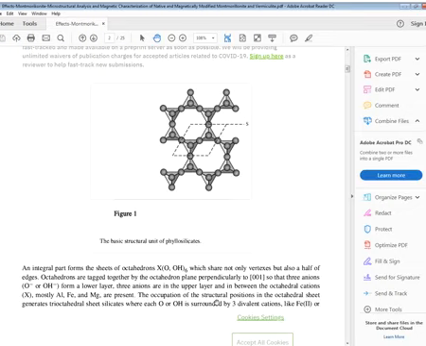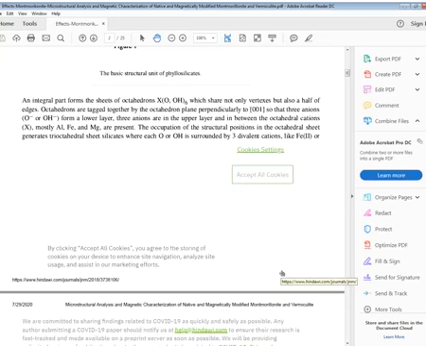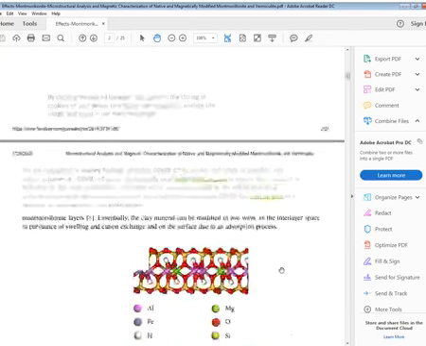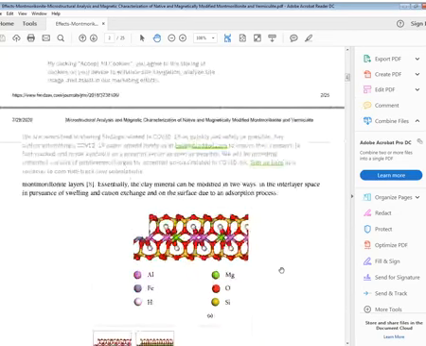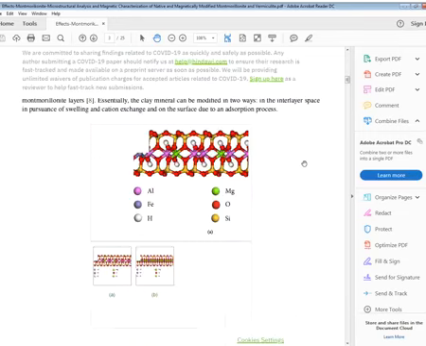And the occupation of structural positions in the octahedral sheet generates tetrahedral sheet silicates, where each OH is surrounded by 3 divalent cations like Fe2. As I move forward, you will find this is different chemistry of the Montmorillonite layers. Clay minerals can be modified in two ways: in interlayer spaces, in the process of swelling and cation exchange, and on the surface due to the adsorption process.